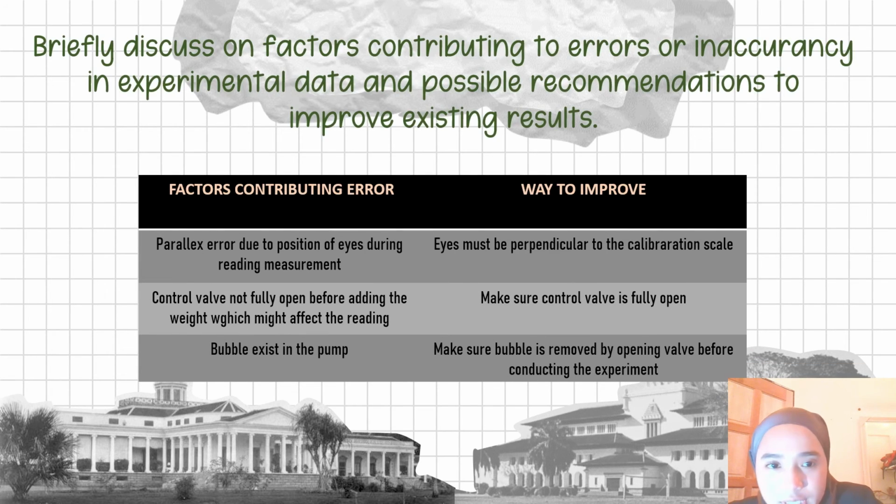Next, we need to briefly discuss factors contributing to error or inaccuracy in the experiment data and possible recommendations to improve the existing result. A factor contributing to error is parallax error due to the position of the eyes during reading measurement. To improve, eyes must be perpendicular to the calibration scale. Next is the control valve not being fully open before adding the weight, which might affect the reading. So we need to make sure the control valve is fully open. And the last one is bubbles existing in the pump. The way to improve is to make sure bubbles are removed by opening the valve before conducting the experiment.